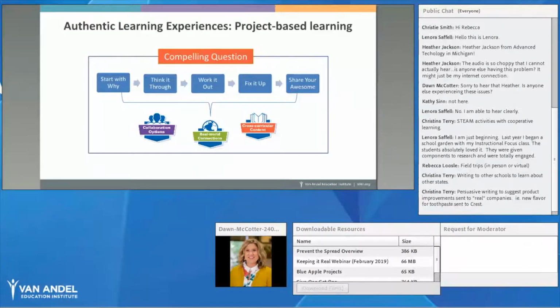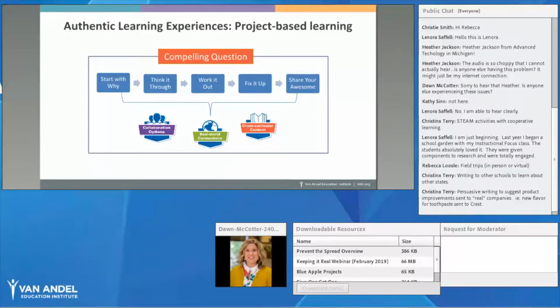So if you start with a compelling question, I'll give you an example. We're working on a project called Food for Thought. The question is, can a cookbook save your life? It has to do with nutrition, and the students are studying nutrition through this process. But their end product is developing and testing recipes that will go into a cookbook that they will publish and sell for a good cause.